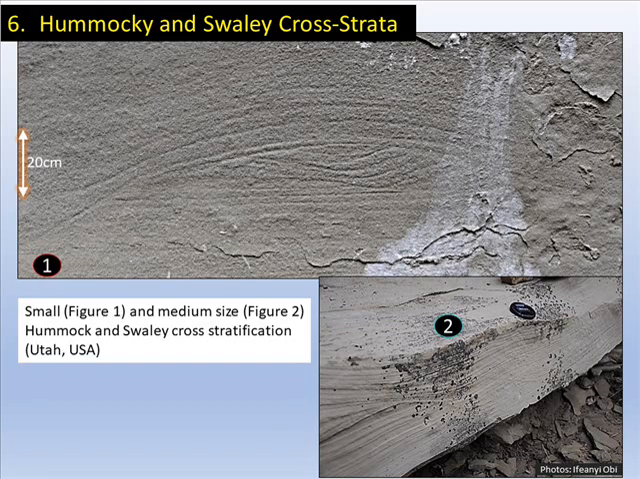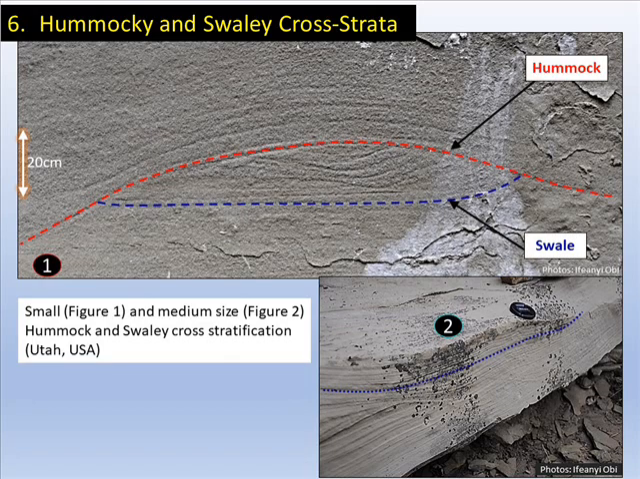This is a classical example of the hummocky and swaley cross-stratification. Now recall we had mentioned earlier on that these are indicators of shallow marine conditions. So if you take a closer look at figure 1, you see what appears like a bull's eye feature. So you have two curved surfaces, one above curved downwards and the one below curved upwards. The surface above, which is curved downwards in red here, is called a hummock. And the one below, which is concave up, in blue, is called a swale.